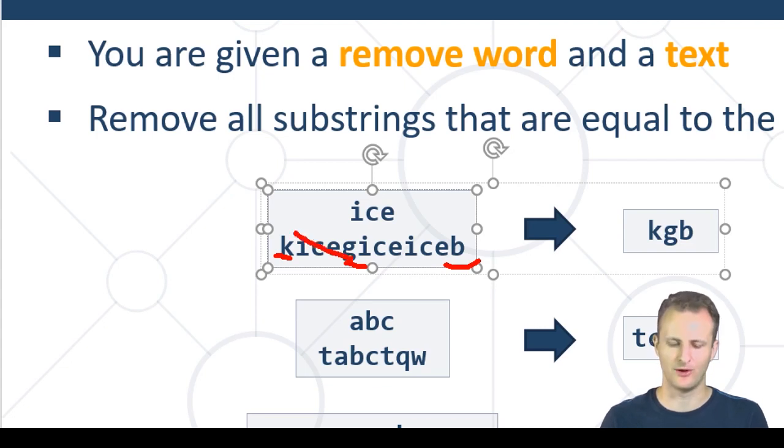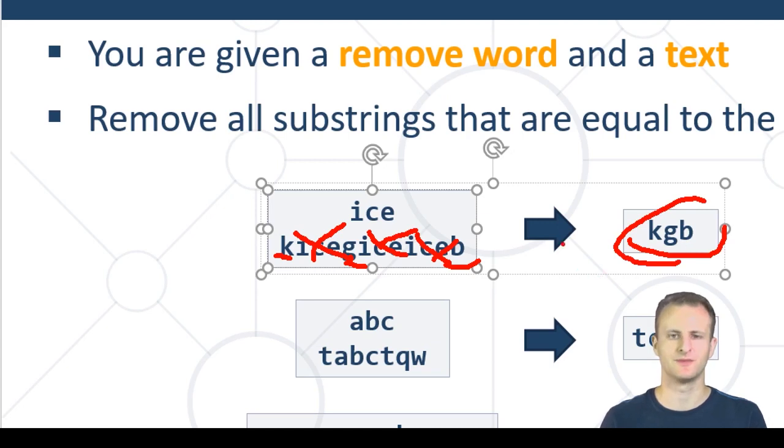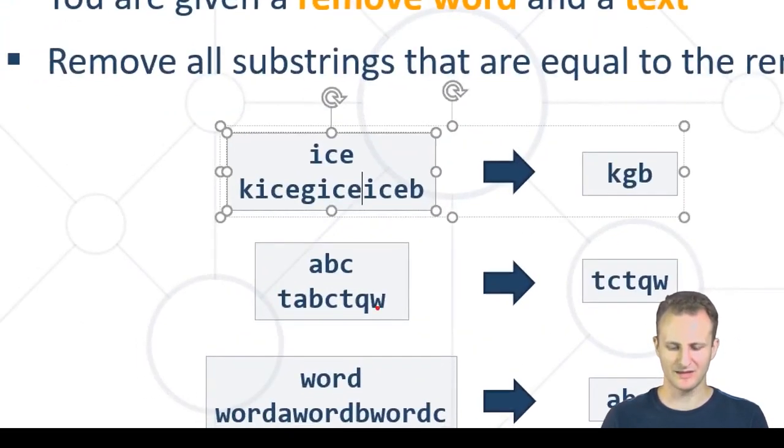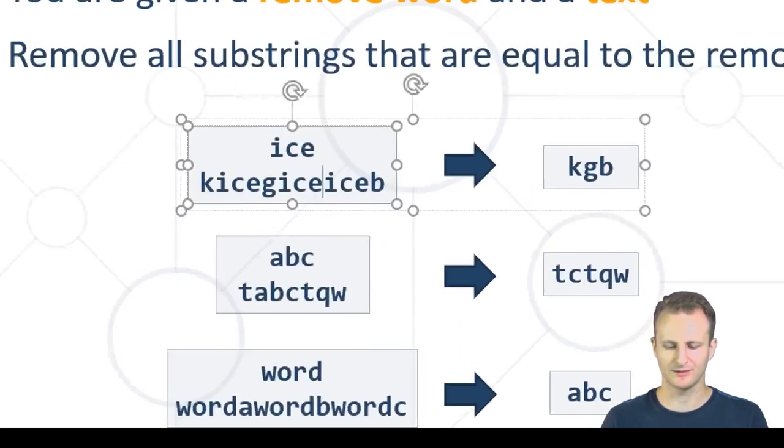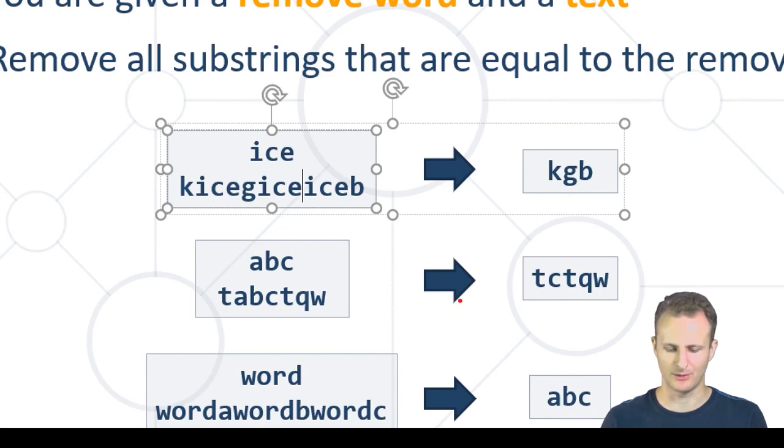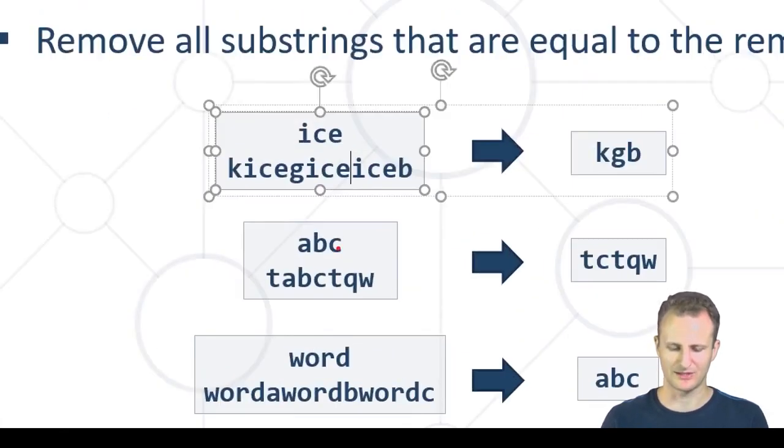We've removed all ICEs from here, and we got KGB. Okay, and if we want to remove ABC from here, what do we get? Well, we get TTQ double. This is also not exactly correct, right? Because we have a C over here, and that has to be removed too.